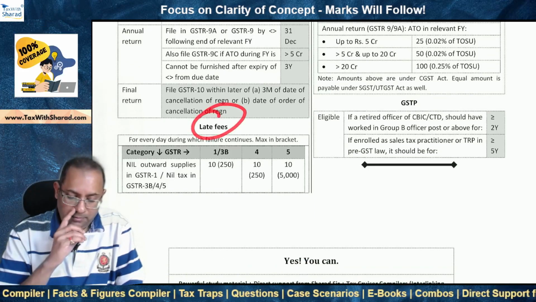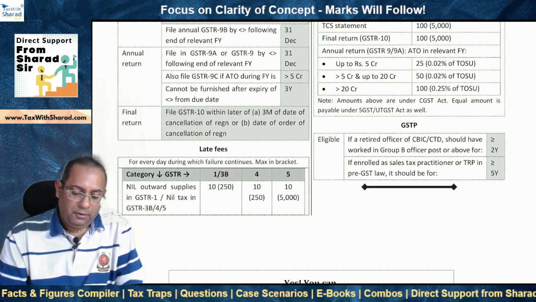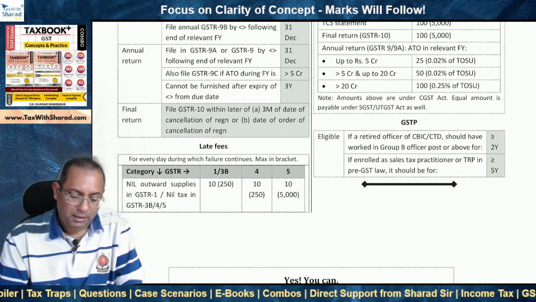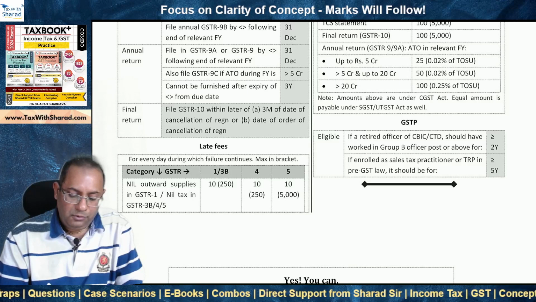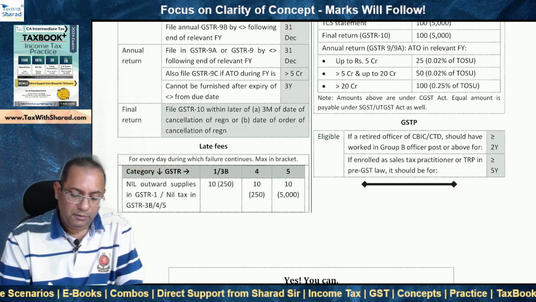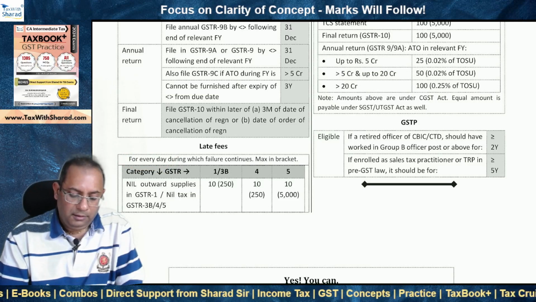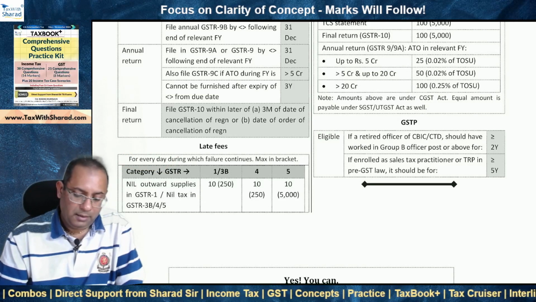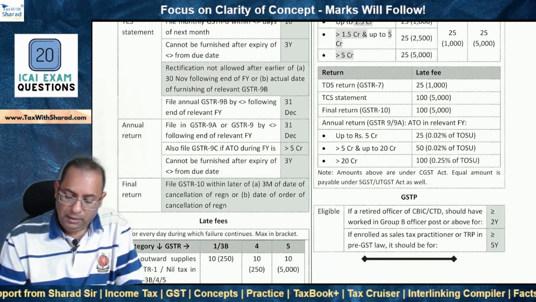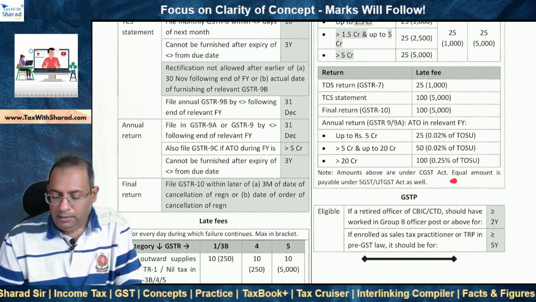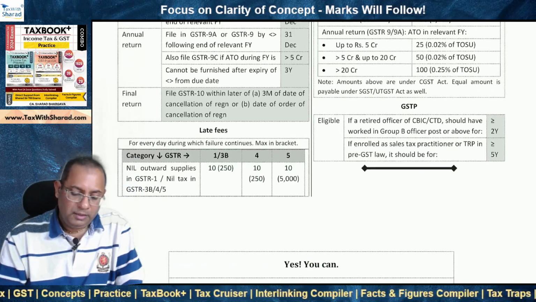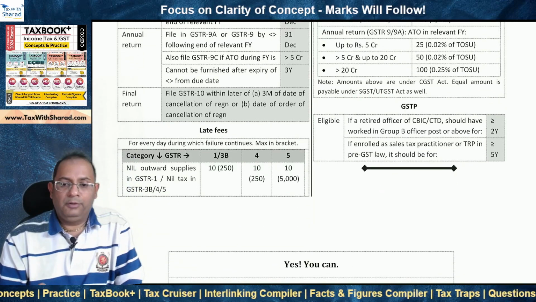Now we come to late fees. Late fees for failure to file certain returns and statements is applicable, and the amounts of late fee that you can see in this table are the late fee for every day during which the failure continues, and the maximum is what is given in the brackets. The amounts given here are under the CGST Act, and an equal amount is payable under the SGST, UT GST Act as well. So basically, what is payable is double of what you see in this table.